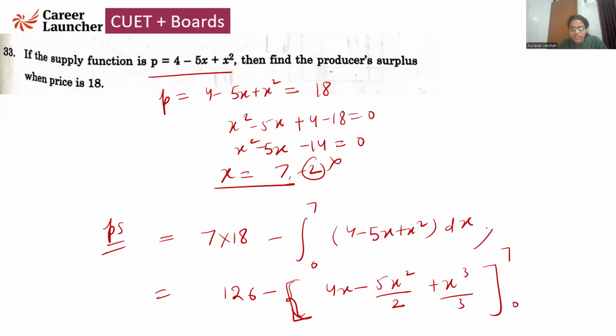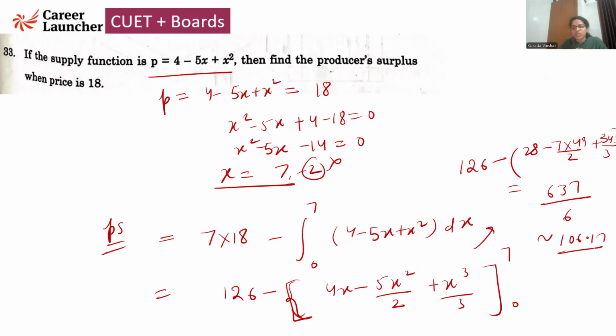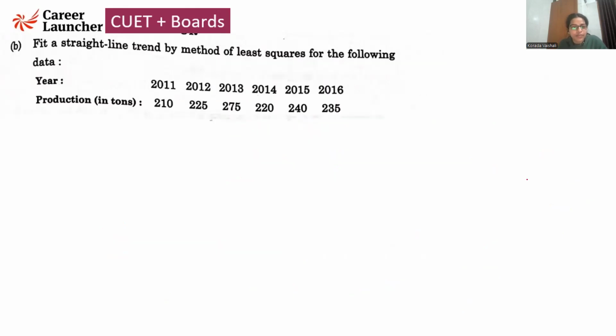If you just apply the limits, you will get 126 minus of 28, 343 by 3. If you just solve this down, you will get 637 by 6, or approximately 106.17. You can either leave it in fractions or in decimals. Both of them are right.